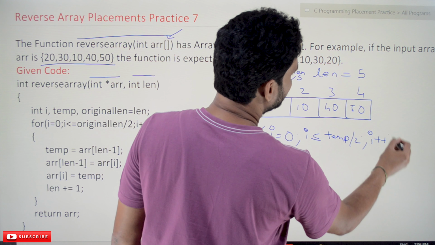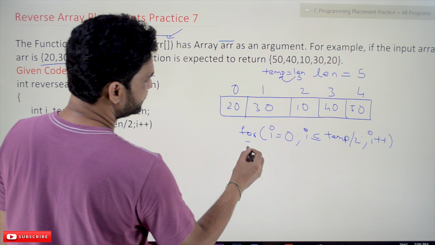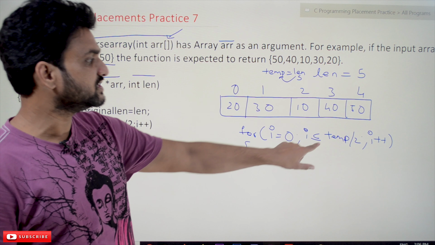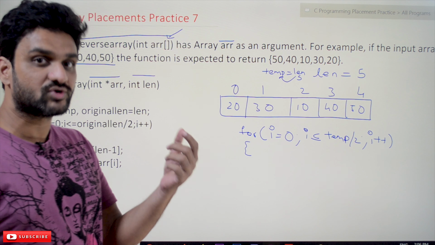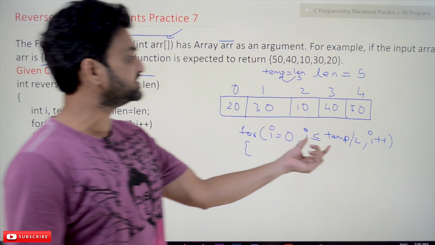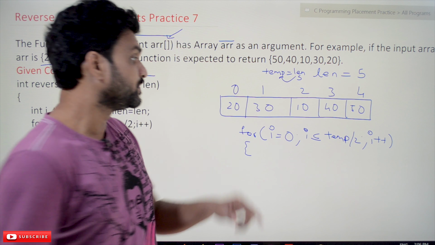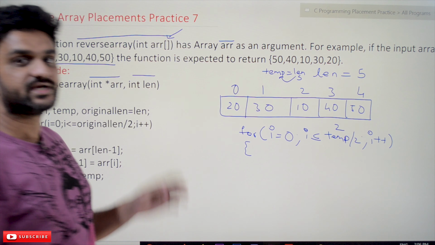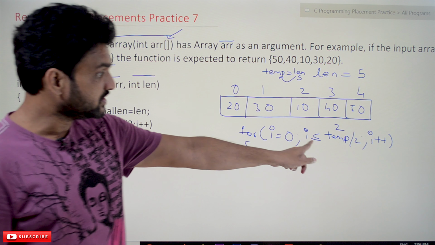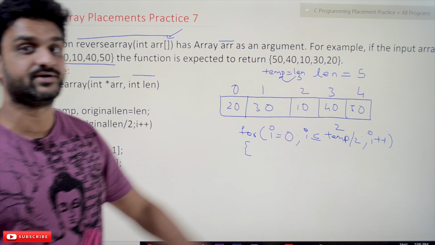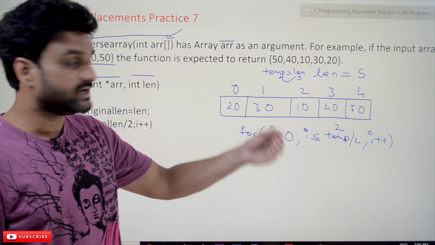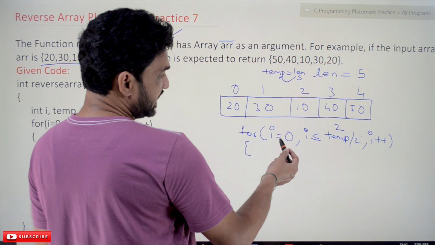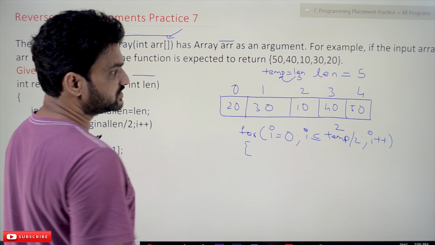How many times is this for loop going to iterate? For example, if you have 5 elements, 5 by 2 is 2.5. Only the integer is considered because temp is an integer type, so 2. So it is going to iterate for 3 times: 0, 1, 2. I less than or equal to temp by 2, so 2.5 by 2 is 2. Starting from 0, it is going to iterate for 3 times.